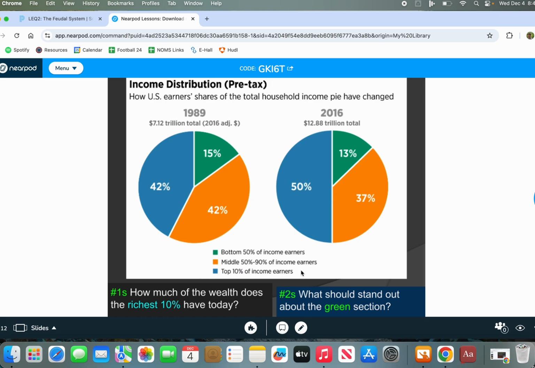We're looking for keys. Look for the keys. So what should stand out about the green section? Okay, the bottom 50% of income earners, and they make up 13%, or they take away 13% of this. Okay, 50%. That's a lot of people, like we've already stated.